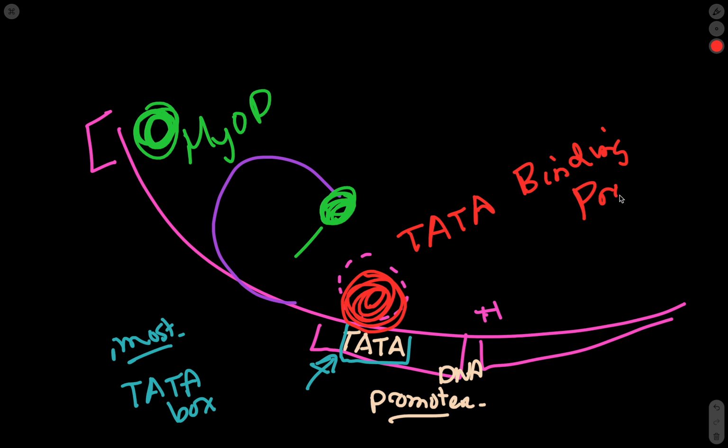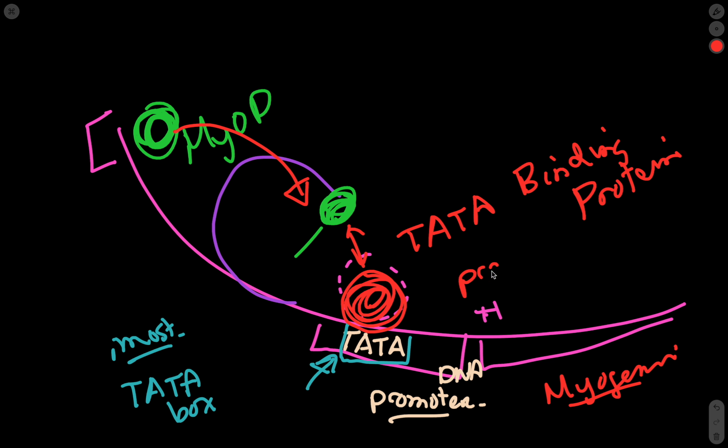On the majority of promoters, they need that Tata binding protein to get there. And on a lot of promoters, it gets there by itself really quickly. It's not the rate limiting step. But for myogenin, it's the rate limiting step. And so that's what MyoD has to do. How does MyoD activate transcription? It helps get the Tata binding protein to bind to the Tata box and complete the pre-initiation complex.